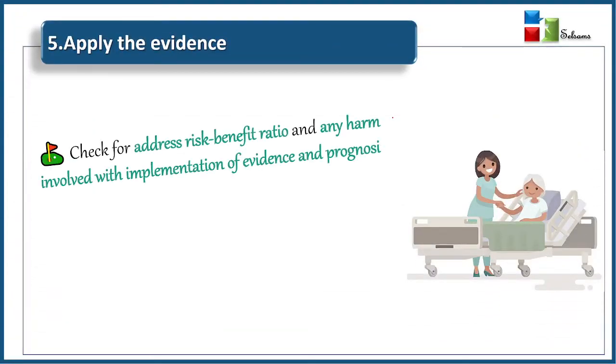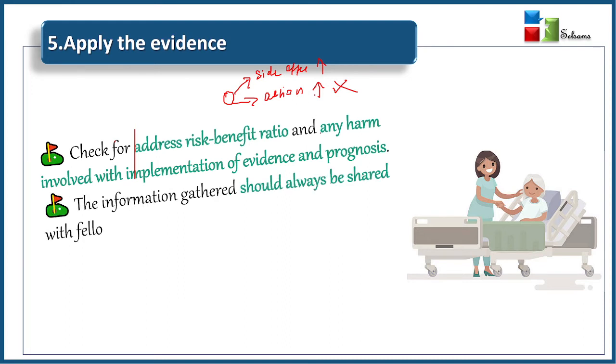So apply the evidence. Check or address for the risk benefit ratio. For example, if you're going to take a drug, it may have side effects and it has some actions, a very good effect which is going to act upon the disease, right? If this is going to be more benefit, then you can choose it. If the side effect is less, okay, fine. If this is going to be more, then you have to reject it. You can't utilize it because of the side effect we may lose the patients. So that is why you need to address the risk benefit ratio and find out any harm is involved while implementing it, and check for the prognosis too.